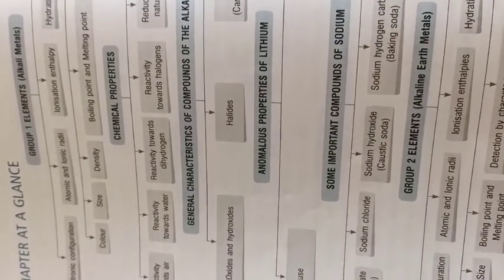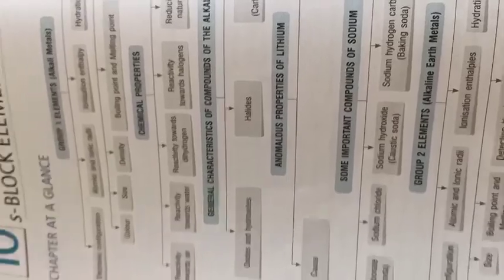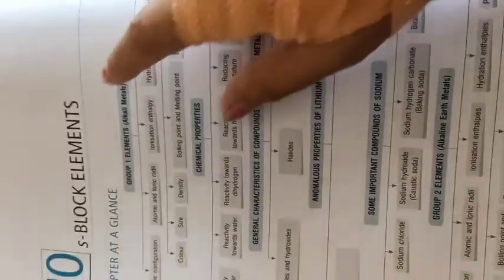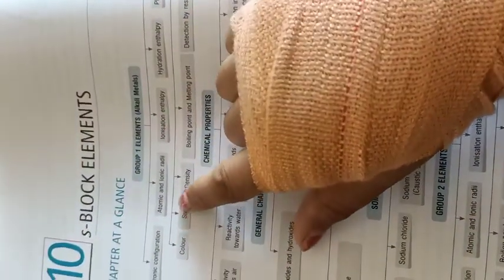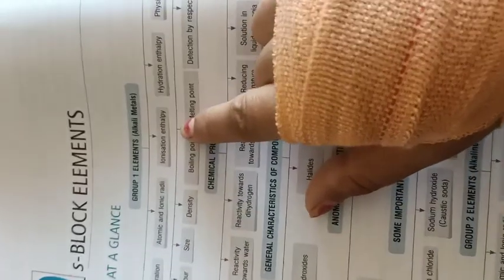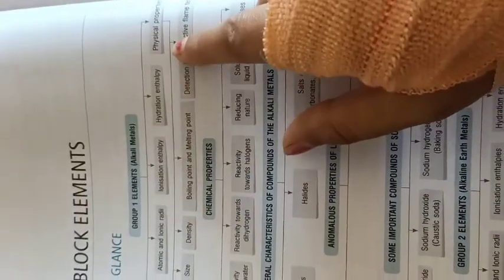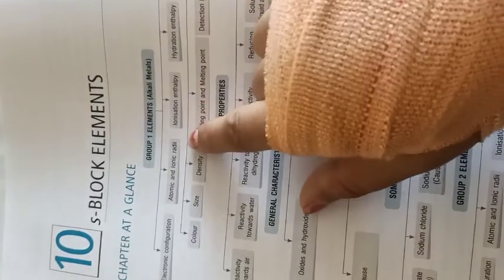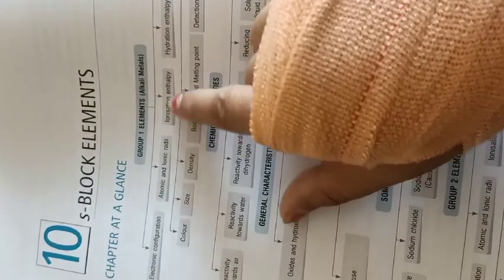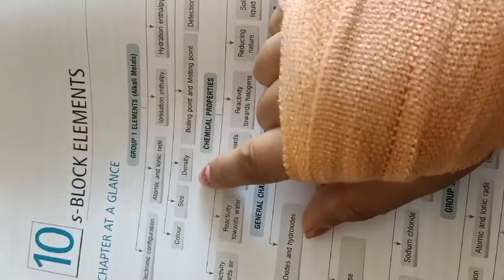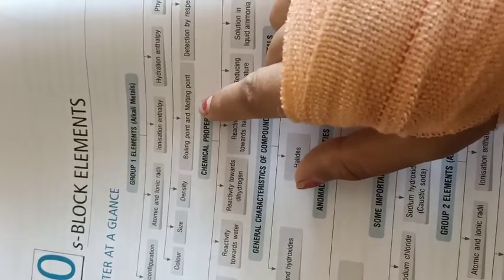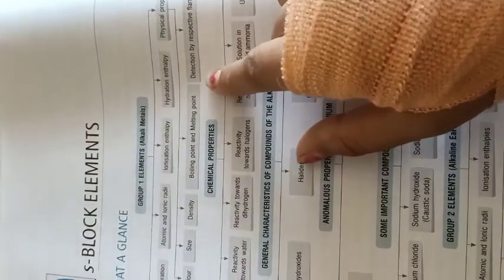We will go for the S block elements. In the S block elements, group 1 is here. In group 1, electronic configuration, atomic and ionic radius, ionization enthalpy, hydration enthalpy, and physical properties will come. And according to group 1, it shows its ionization enthalpy, color, size, density, boiling point and melting point, with detection of respective flame.